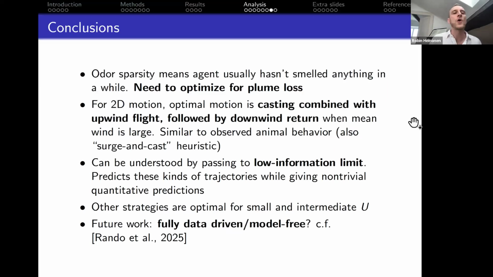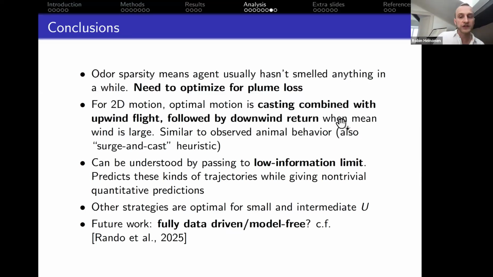So in conclusion, odor sparsity is really important in olfactory search, and a consequence of it is that the agent usually won't have smelled anything in a while. And this means you really have to optimize for plume loss. When you constrain yourself to 2 dimensions, it turns out the optimal motion in this scenario is something that looks like casting combined with upwind flight and then followed by a downwind return. And this is very similar to what animals actually do.